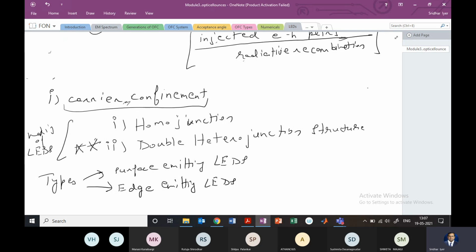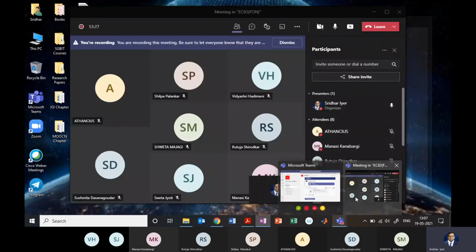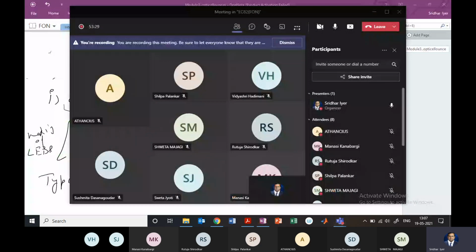This I'll pick up in the next lecture. We don't have enough time to do that. In the next lecture, I'll talk about the material which is used to make the LED, and then the types of the LED, and if time permits, I will also be talking about the mathematics which is used to find the efficiency of an LED.